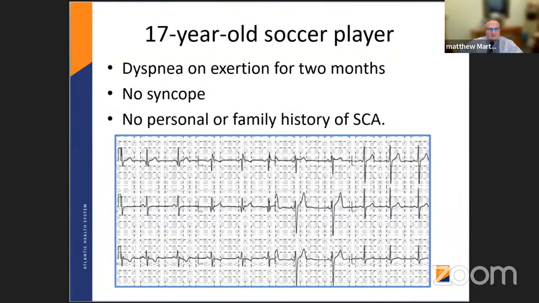So here's an example of a 17-year-old soccer player. And his trainer said, look, something's not right. He just isn't progressing like everyone else. He is more and more breathless with each week we go on. He hasn't passed out, no family history of sudden death or cardiomyopathies. And here was his ECG. So nothing terribly critical there, nothing that jumps off the page at you. There are some minor findings that they should have identified.